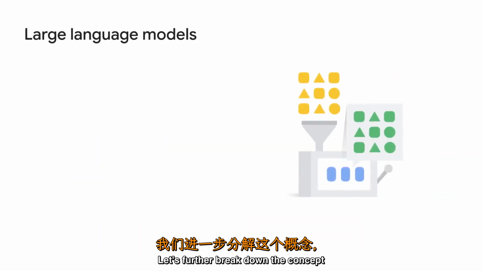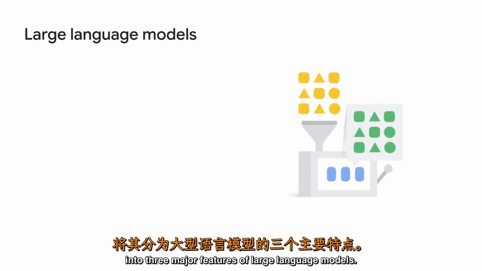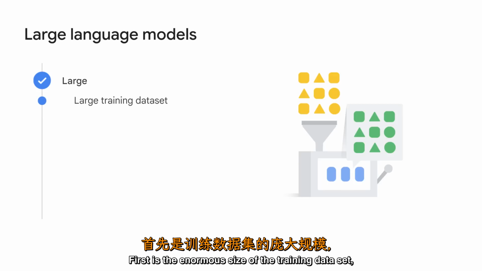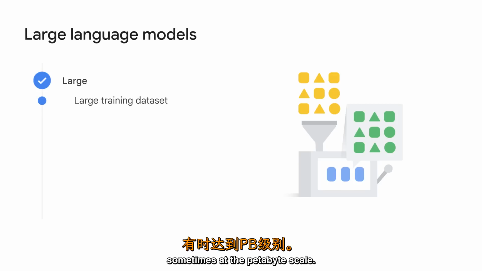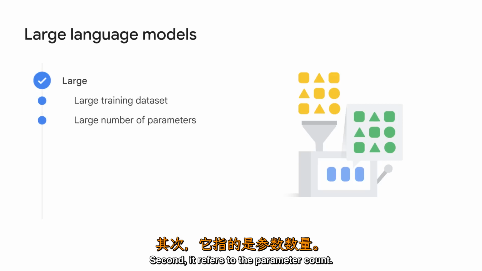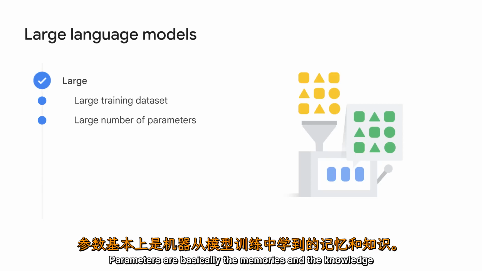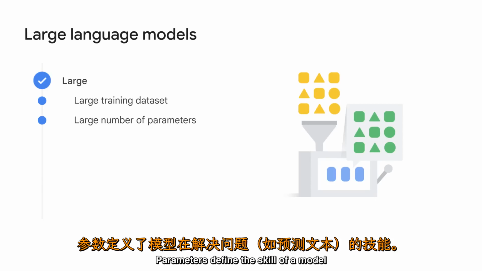Let's further break down the concept into three major features of large language models. Large indicates two meanings. First is the enormous size of the training dataset, sometimes at the petabyte scale. Second, it refers to the parameter count. In ML, parameters are often called hyperparameters. Parameters are basically the memories and the knowledge that the machine learned from the model training. Parameters define the skill of a model in solving a problem, such as predicting text.